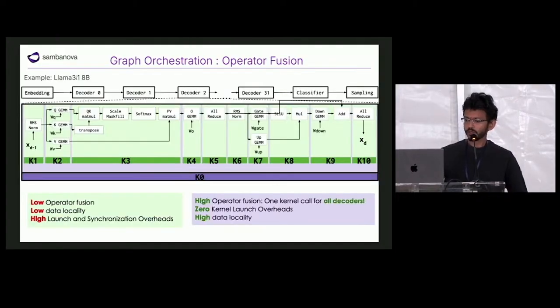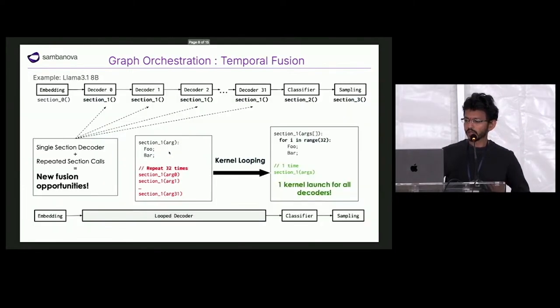For example, Llama 3.1 8B is shown here with multiple layers. For each decoder layer, K1, K2, K3 are actually the GPU kernels that will get executed with a stop-and-go mechanism. Whereas for SambaNova SN40L, you have just one K0 kernel which will execute in one shot. And these decoders can be further fused into something called a loop decoder with kernel looping. So you have a Llama 3.1 8B model now just running 4 different executions.